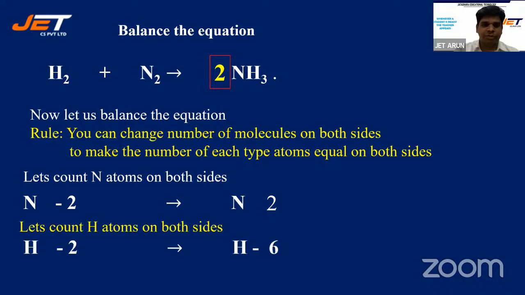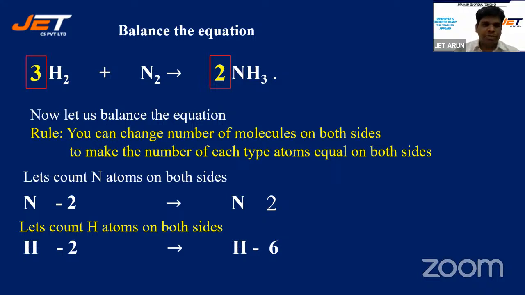On left-hand side, I've got 2. Right-hand side, I've got 6. Because there are 2 molecules of NH3. So 2 molecules of NH3 means 6 atoms of hydrogen. Left-hand side, I've got 1 molecule of hydrogen. That means 2 atoms of hydrogen.